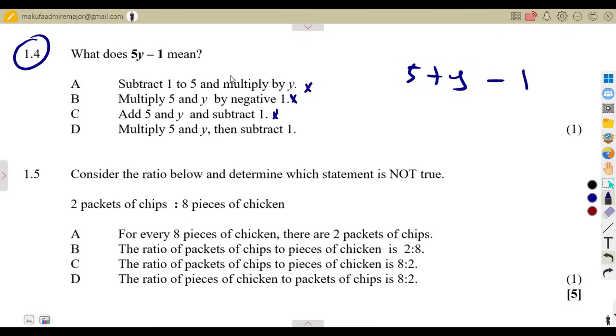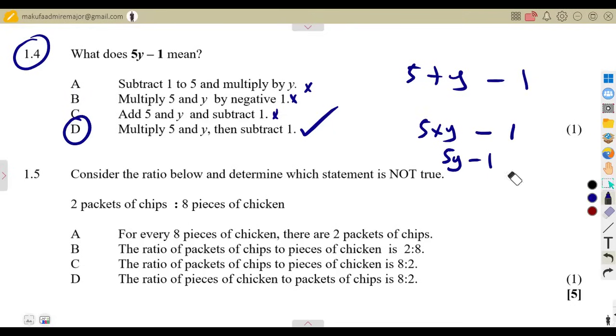Multiply 5 and y, then subtract 1. Multiply 5 and y. Then subtract 1. This is exactly what we have there, because 5 times y is going to give us what? 5y minus 1. So this is true. So the answer was going to be D.